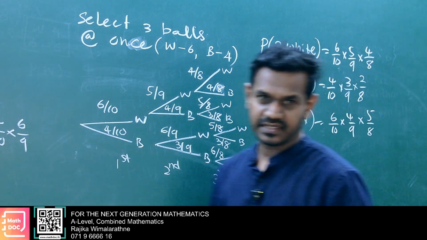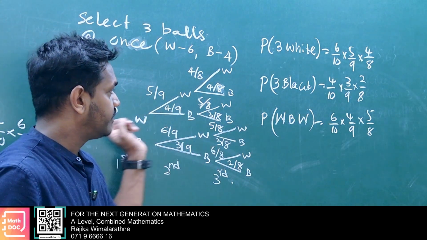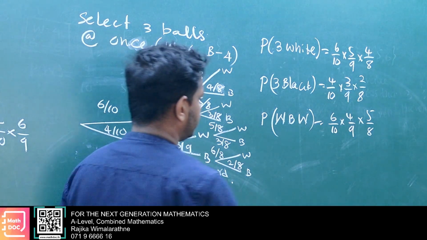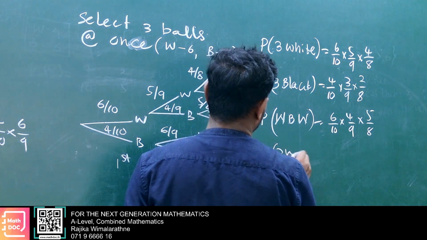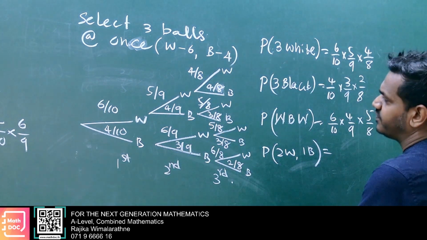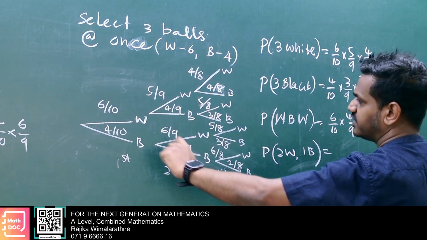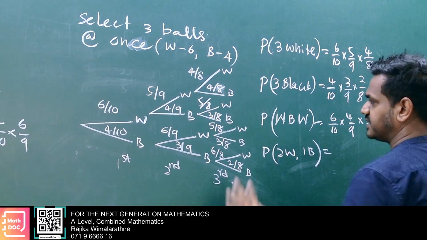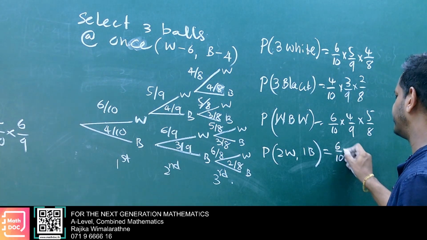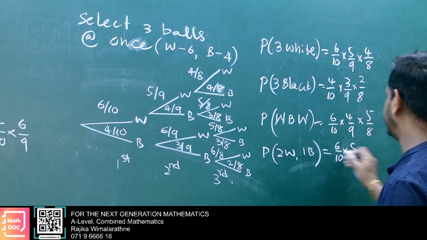Likewise, you can select one. Then when you go along this path, you can multiply. Here P, 2 white, 1 black. Then white, white, black, white, black, white, black, white, white. That's it, no? Then 2 white: 6 over 10, 5 over 9, 4 over 8.